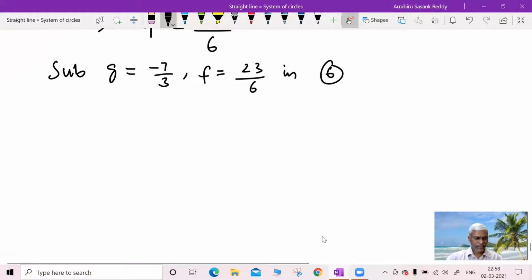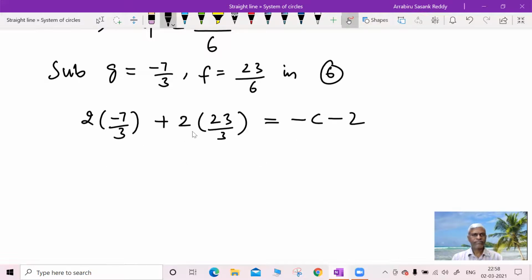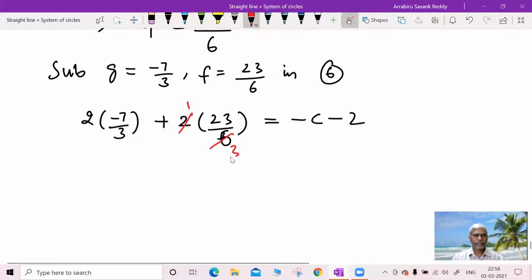So equation 6: 2G plus 2F is equal to minus C minus 2. So 2 one time and 3.